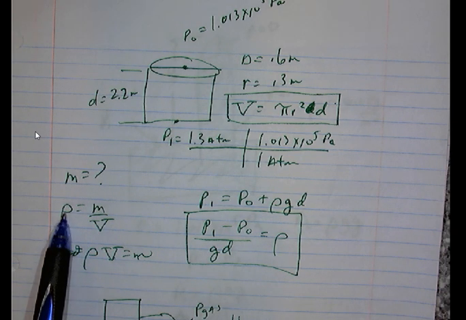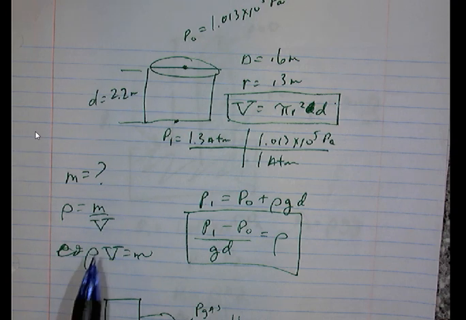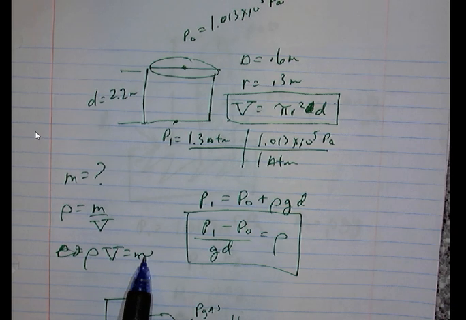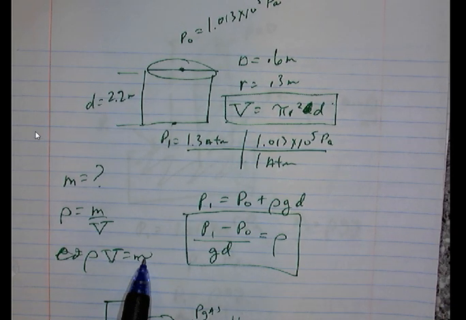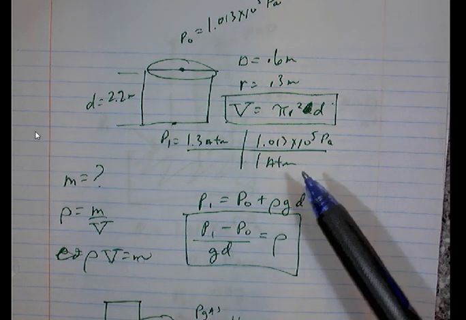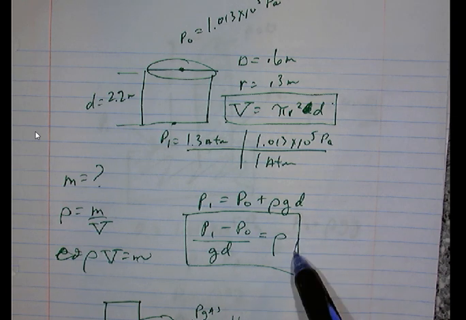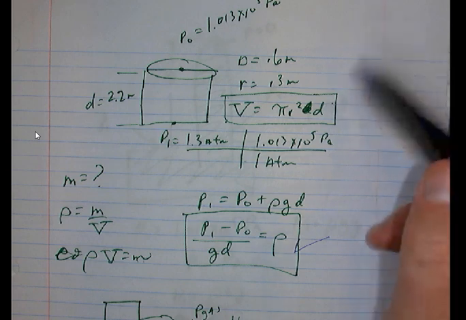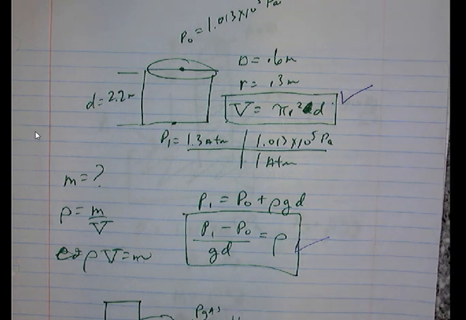So if I use this relationship, the density is the mass over volume. Density times volume gives me the mass. And then I can calculate the mass. Good, so I've used the pressure at depth idea to get the density here. And just from the dimensions of the vat, I get the volume. And then once I have both of those, I can get the mass, because density times volume gives me mass.